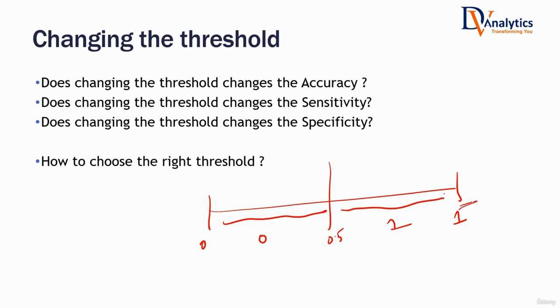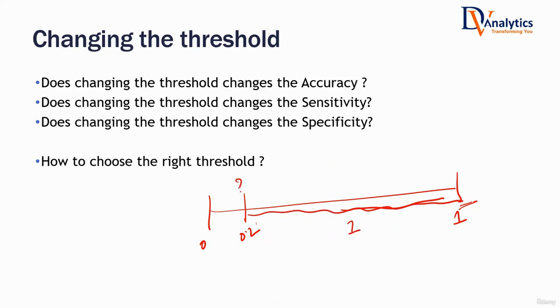If you want to focus on class 1, you will reduce the threshold. If you want to focus on class 0, you will increase the threshold. By changing the threshold values, your sensitivity and specificity change. Earlier, we said that 0.2 is the threshold that you can keep to increase the accuracy of class 1.